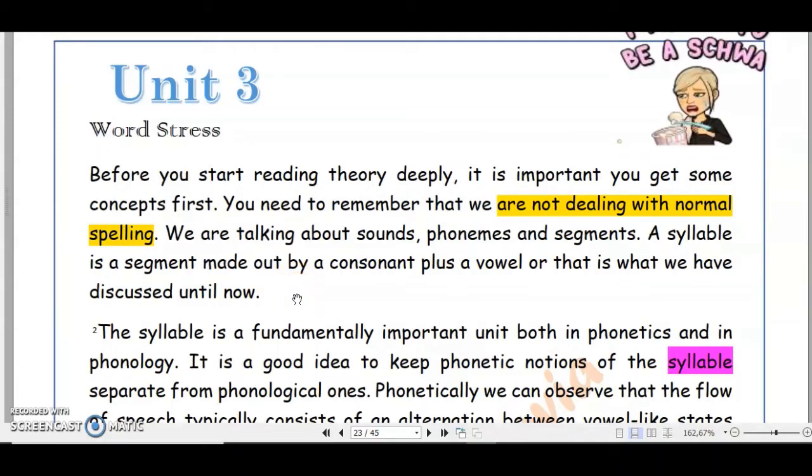Yes? The syllable is a segment made out by a consonant and a vowel. Remember that we have seen this idea of consonant and vowel together. But now we're going to systematize that, okay? Sometimes we can have a consonant and a vowel together, or sometimes a vowel and a consonant, or a consonant, vowel, consonant. So we have different formulas to follow in the sense of the structure of a syllable, okay?